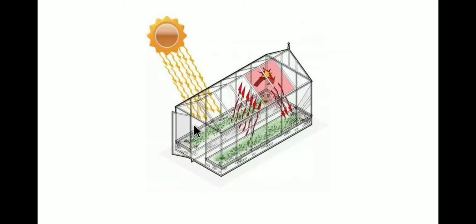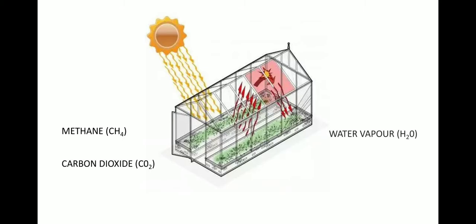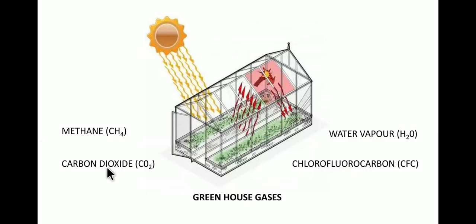Okay, so the gases which are responsible over here to trap that amount of heat are namely methane, written as CH4, carbon dioxide, CO2, water vapor, H2O, and chlorofluorocarbon, that is CFC. The chlorofluorocarbons are not seen in the greenhouse of this type, but CFC is also one of the greenhouse gases. So all these four important greenhouse gases are: methane, carbon dioxide, water vapor, and chlorofluorocarbon.